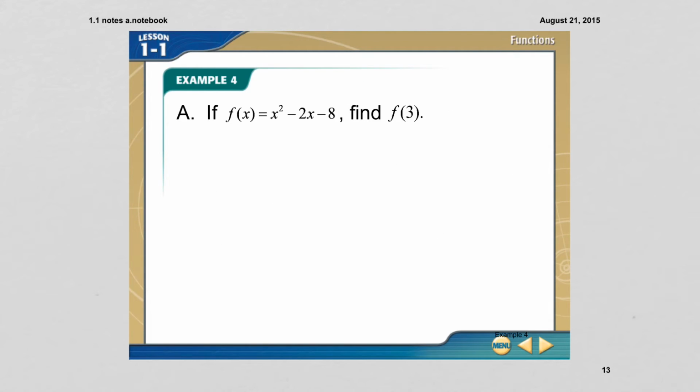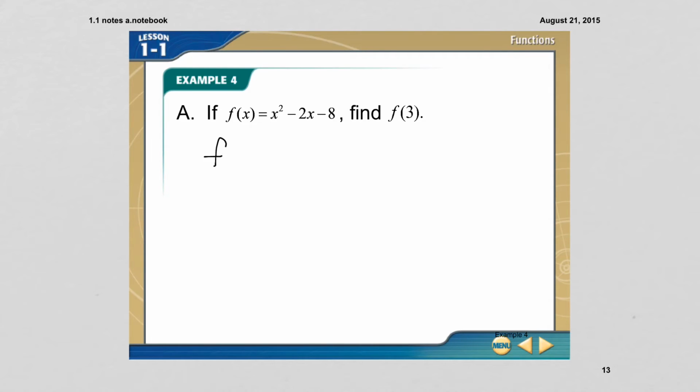Okay, to find the value of a function at a certain point, and in the case of our problem, we have f of x equals x squared minus 2x minus 8. We want to find f of 3. That means all I do is wherever I see x, I'm going to put in 3.